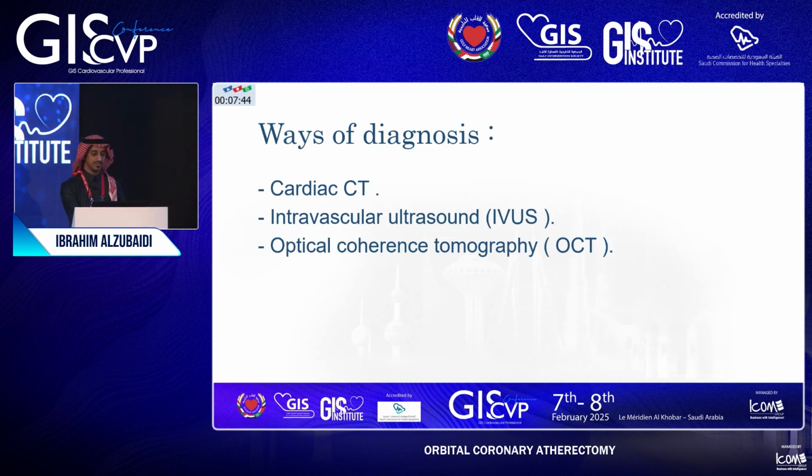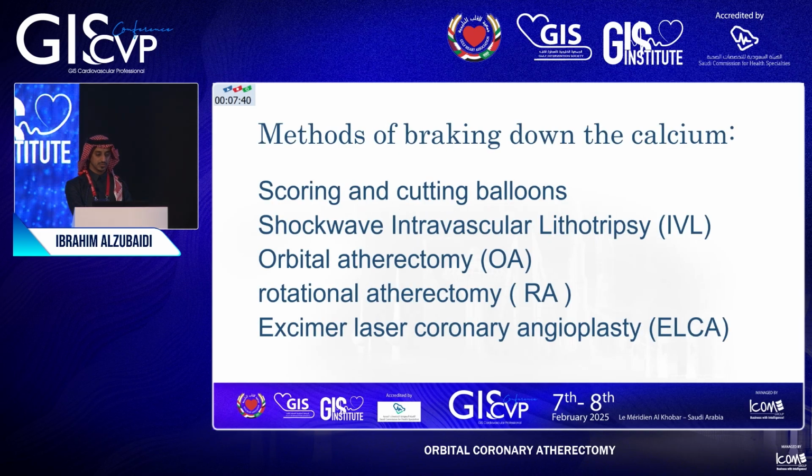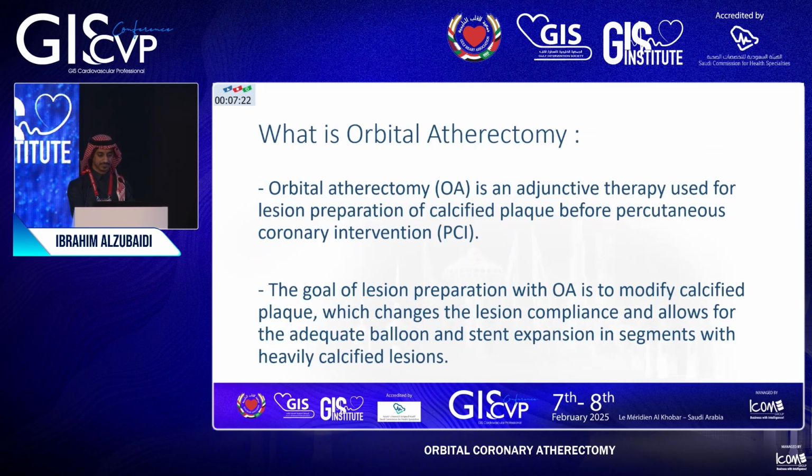And we have IVUS and OCT. We have different methods of breaking down the calcium, and each one of them has its own criteria to be used. We have scoring and cutting balloon, shockwave, orbital atherectomy, which I will talk about today, and rotational atherectomy and laser. So at the beginning, what is orbital atherectomy?